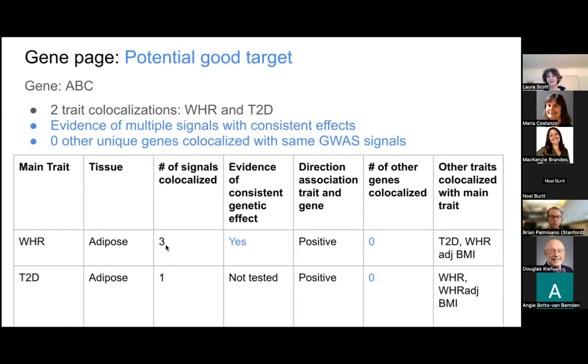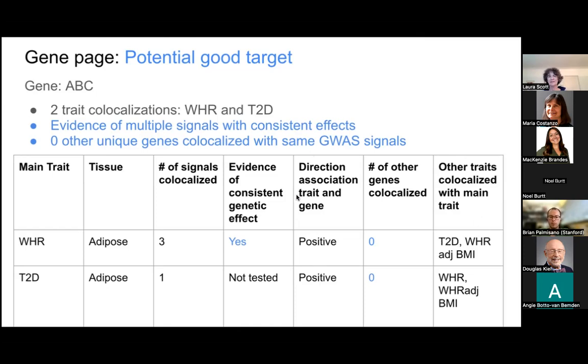This is for a given gene. Is there evidence of a consistent genetic effect? Is there Mendelian randomization for this gene? Let's say yes for one; the other wasn't tested because there's only one signal. Direction of association is the same for both of these. And then this is the number of other genes colocalized. In my imaginary case here, this is in fact the only gene that is colocalizing, unlike some of the other pictures where we saw there could be many. And then this would tell you how many other traits were colocalized.